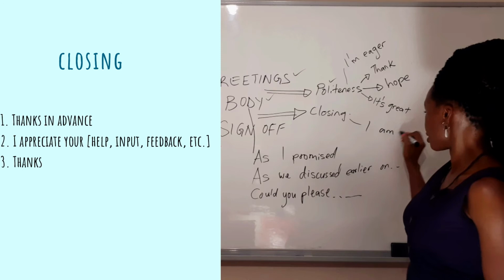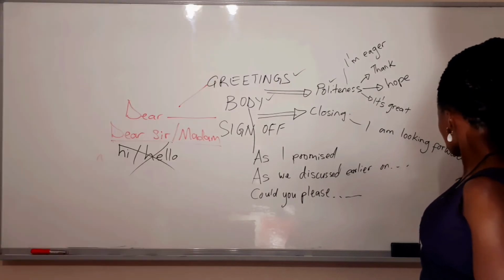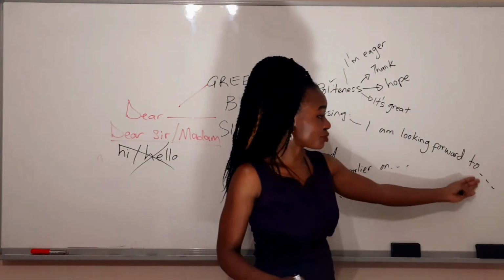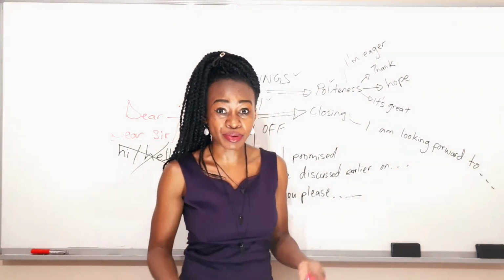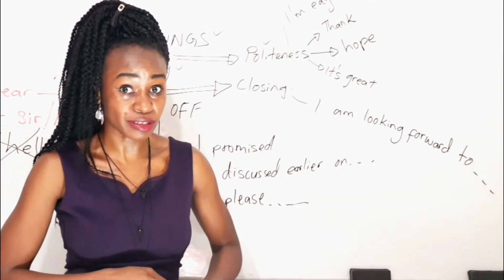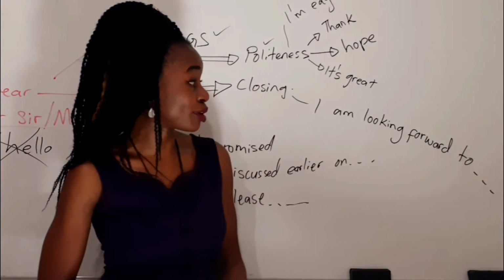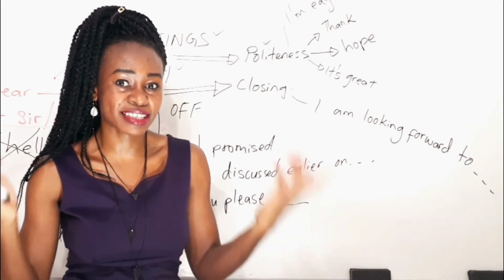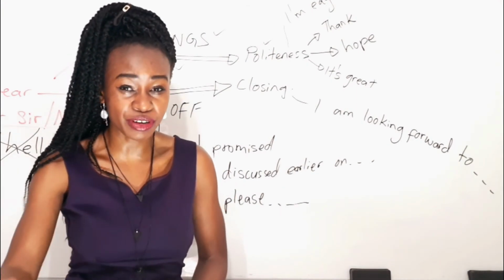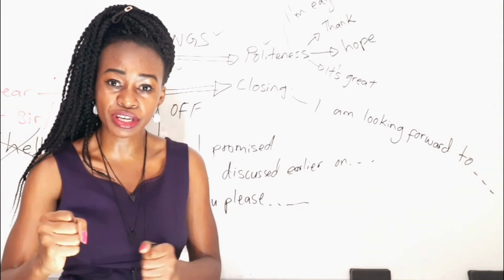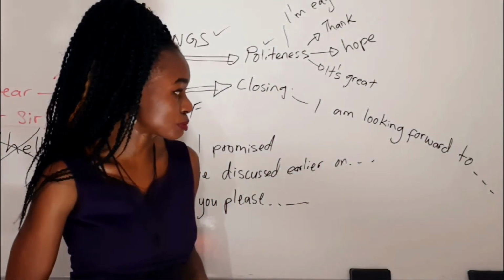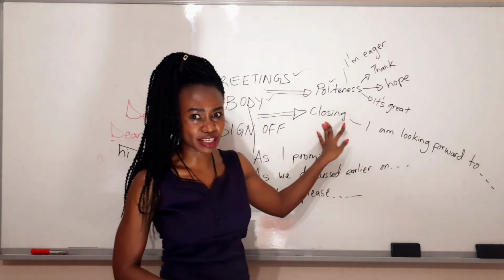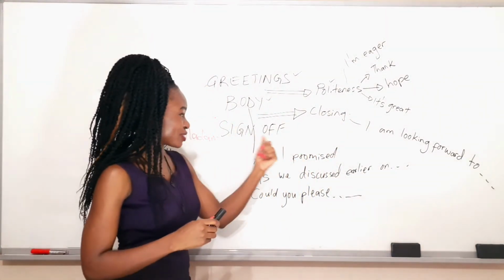I'm looking forward to, sorry, I wrote that in a funny way. So I'm looking forward to, and then you write what you're looking forward to. For example, you're going to begin working with this person. You're going to say, I'm looking forward to working with you, or I'm looking forward to hearing from you. You've written the email, asked a few questions, you're waiting for an answer. So I'm looking forward to hearing from you. I'm looking forward to starting working with you. I'm looking forward to our next meeting, something like that. So I'm looking forward to the closing. Do not forget that. Don't quickly get into the sign-off.